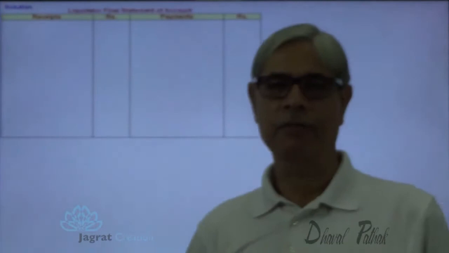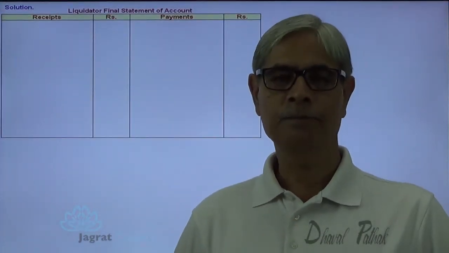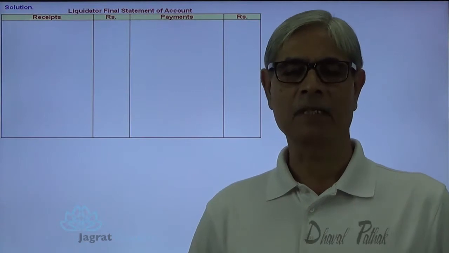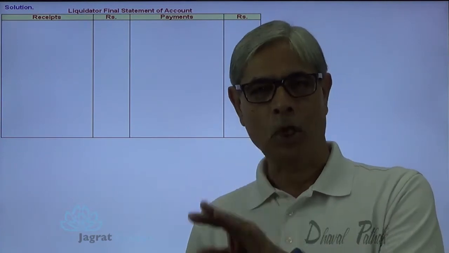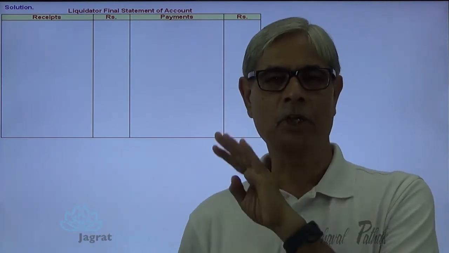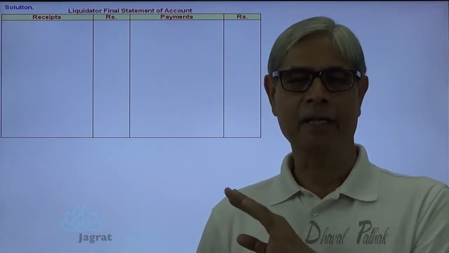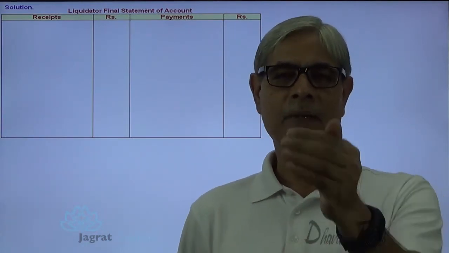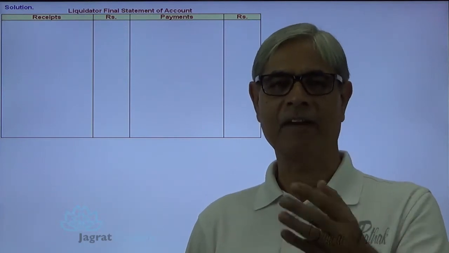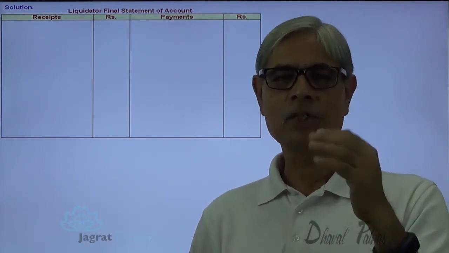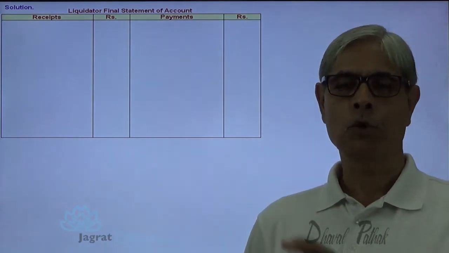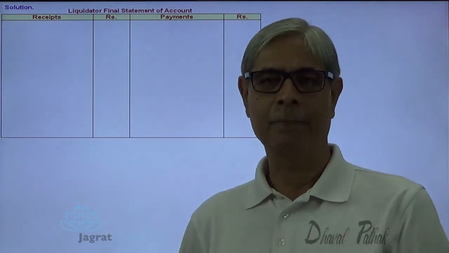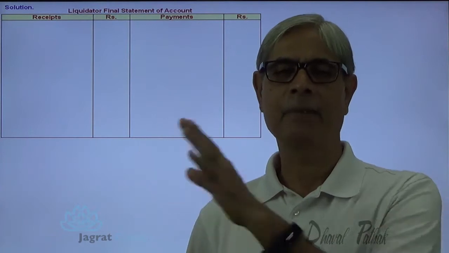Now, here I am going to prepare a liquidator statement of accounts from the given information. As you know, company is an artificial person come into existence by the operation of law. Same way, existence of company can be brought to an end by the operation of law. That process is known as winding up. And in that winding up process, a person appointed to administer the winding up is known as liquidator. And the job of a liquidator is to realize all assets of the company and make payments to the creditors and the claimants against the company in a manner prescribed under the law.